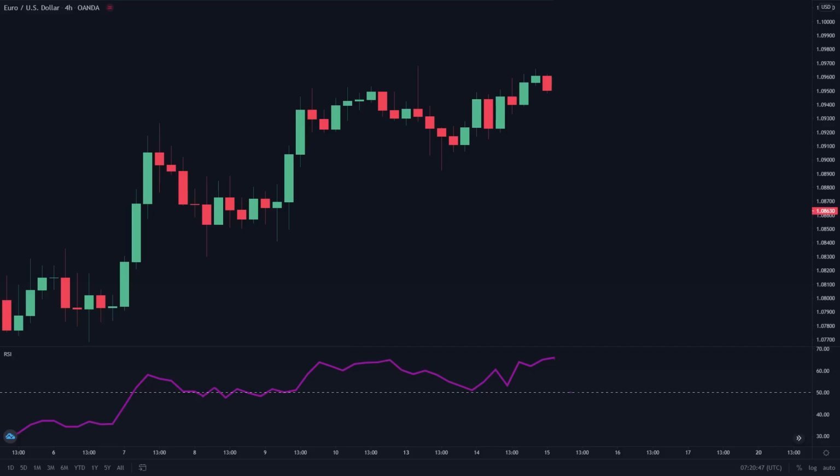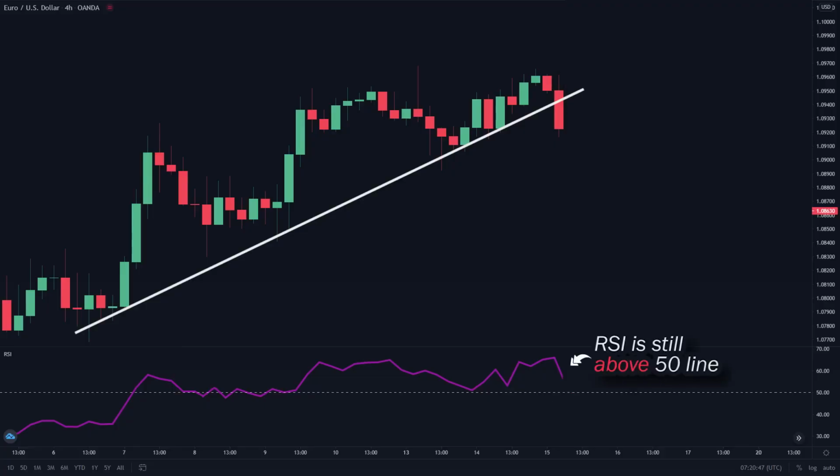In this chart, we spotted an uptrend, and so we want to draw our trend line below here. Now notice that the price broke below the trend line, signaling a possible trend change. However, you can see that the RSI is still above the 50 line, and so you don't want to take any positions yet. You need to wait for the RSI to confirm the trend change by waiting for it to cross below the 50 line. Once this happens, you take a sell position.